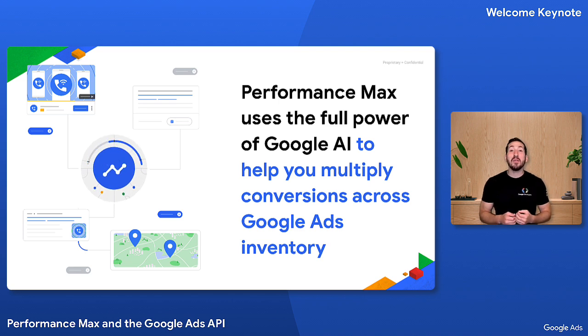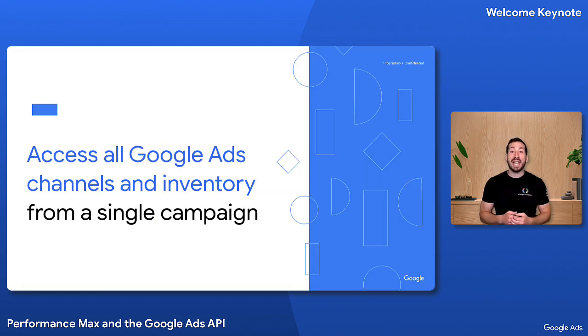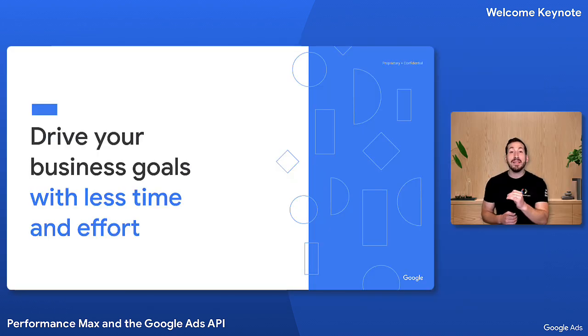Performance Max, for those of you who aren't as familiar, is a new campaign type you can use to access all Google Ads channels and inventory from a single unified campaign. Google AI optimizes performance by automatically creating and serving ads to accomplish your business objectives and drive more conversions at the strongest ROI from your budget. Put in far simpler terms, drive your business goals with less time and effort.